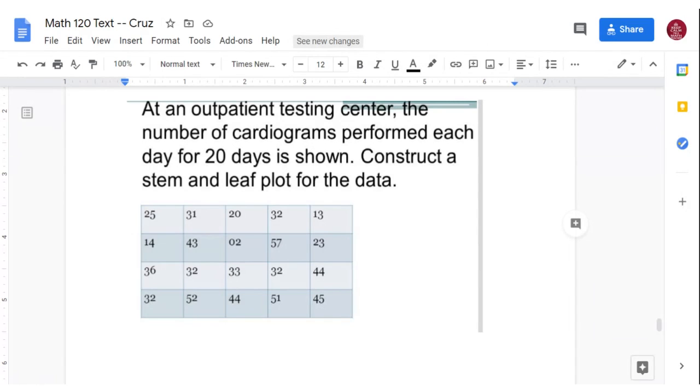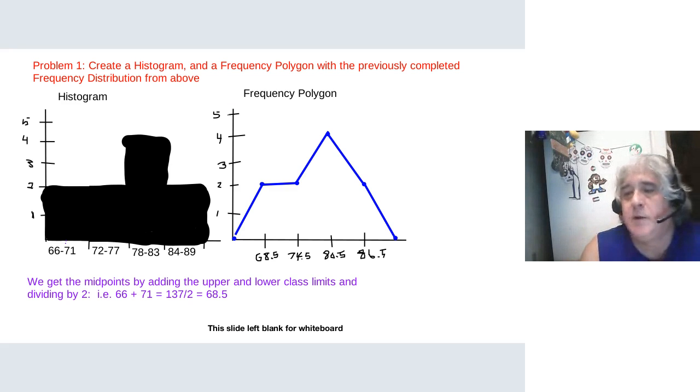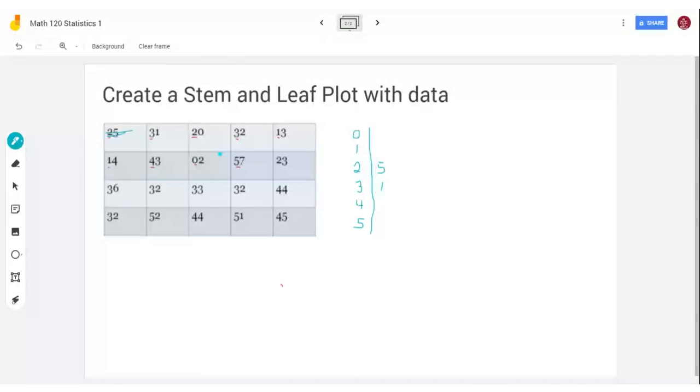Oh, you know, I'm sorry. All right, so let's just back up. Create a stem and leaf with the data. All right, I'll back up.